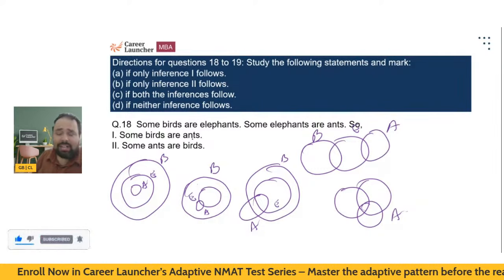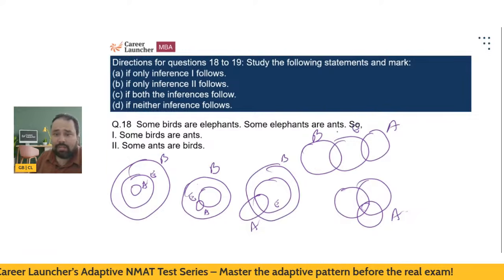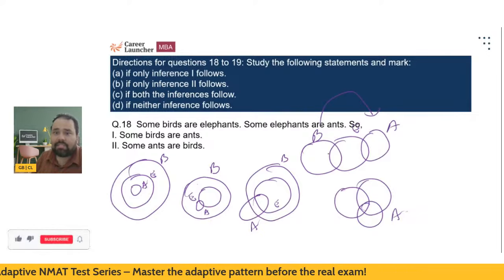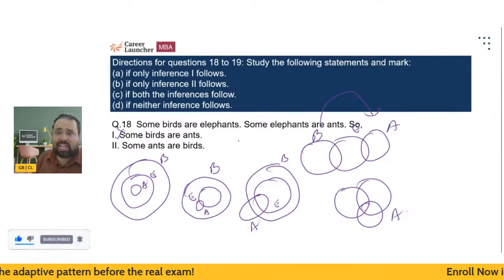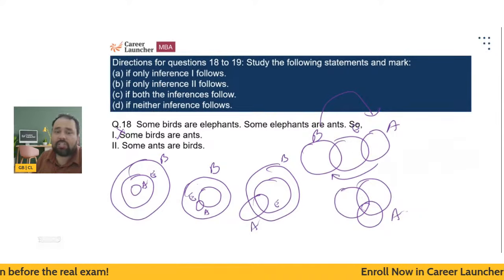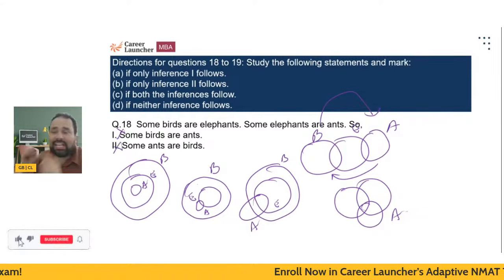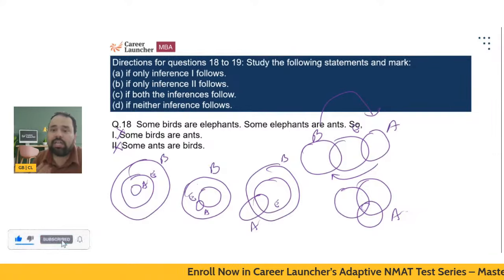So some birds are ants. Is it necessary that some birds are ants? ये देखो counter example आ गए, यहाँ पे some birds are ants नहीं है, कोई भी नहीं है, so ये तो गलत है. Some ants are birds, इसी में counter example आ गया कि ये जरूरी नहीं है. So in general in syllogism we are looking for counter examples.